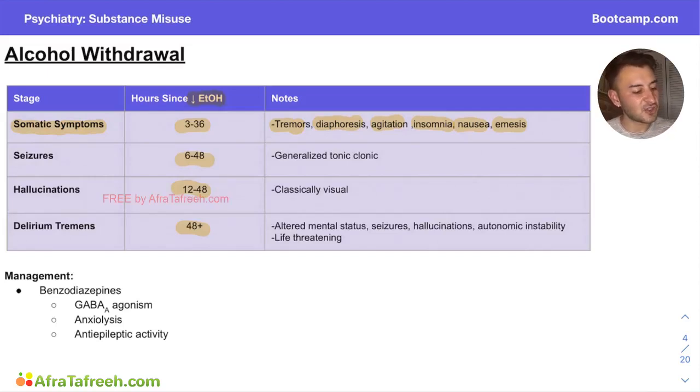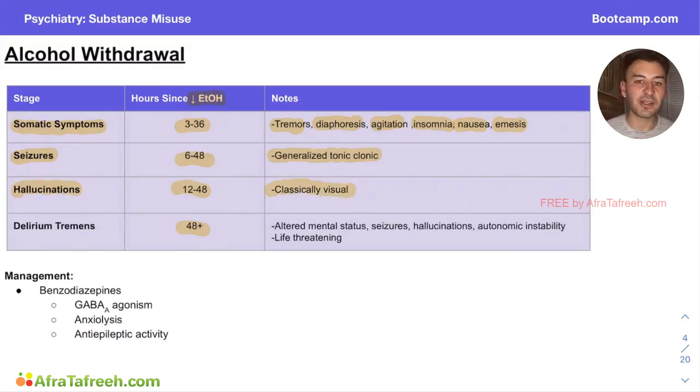Now, moving on to stage 2, we start to get seizures anywhere between 6 to 48 hours after a reduction in ETOH. These are usually going to be generalized tonic-clonic seizures. The next thing we're going to talk about is hallucinations, and these are going to come up between 12 to 48 hours, and these are classically going to be visual hallucinations.